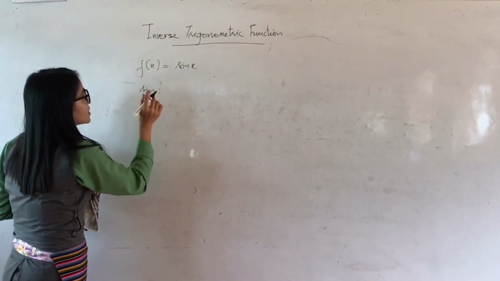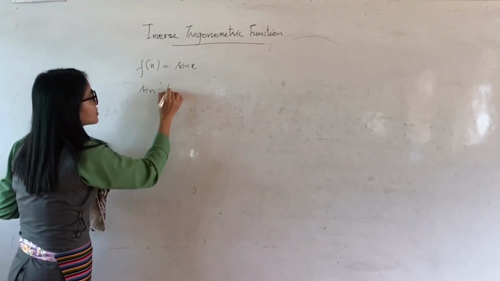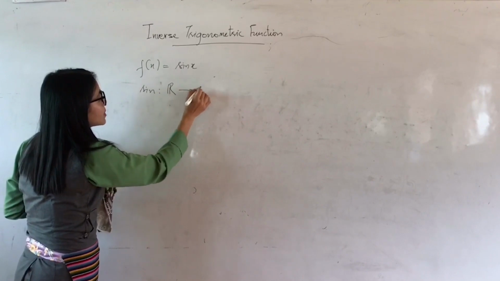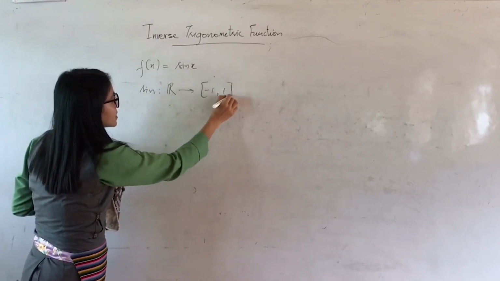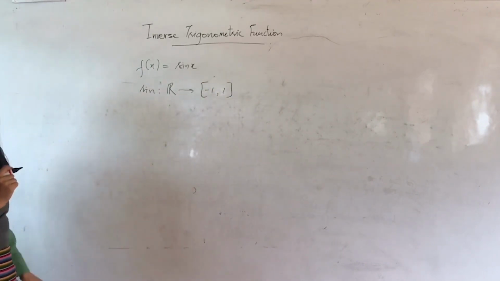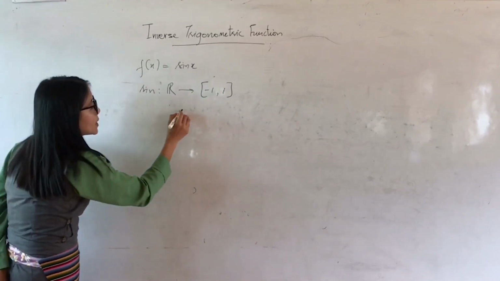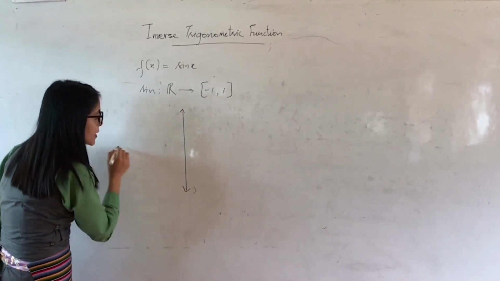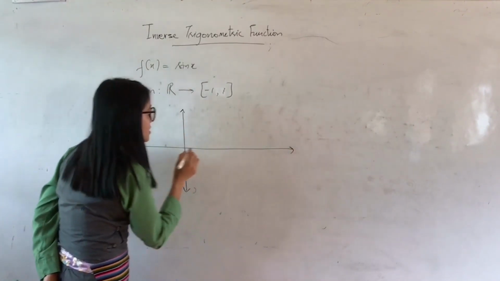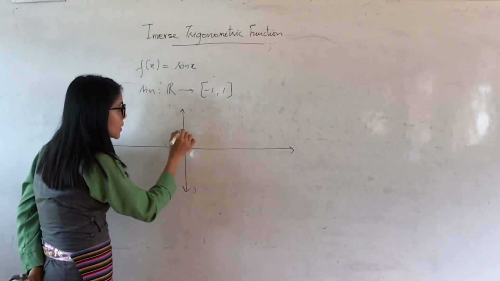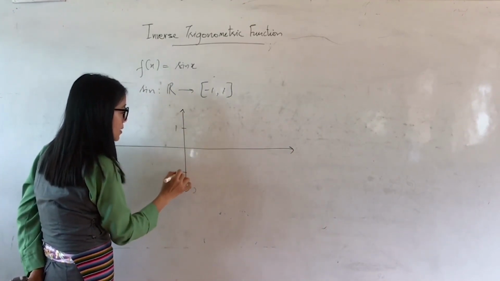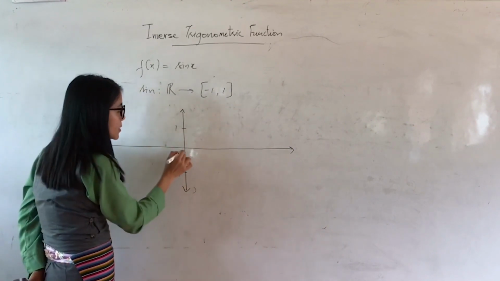First you understand this. The sine function is defined for the set of all real numbers and its range is the closed interval -1 to +1. Now you remember the graph of sine. This is the graph of sine, I'll plot the graph here. Range is from -1 to +1.